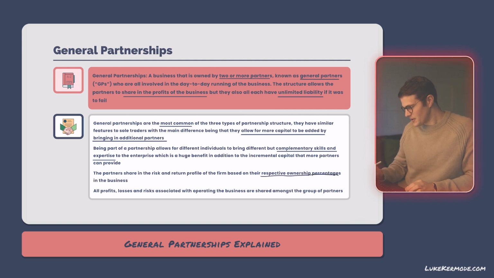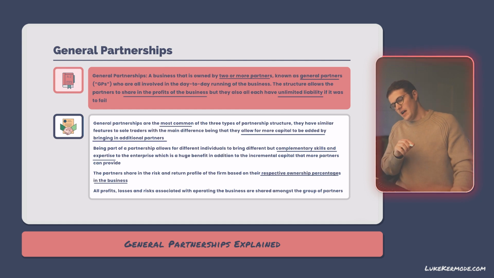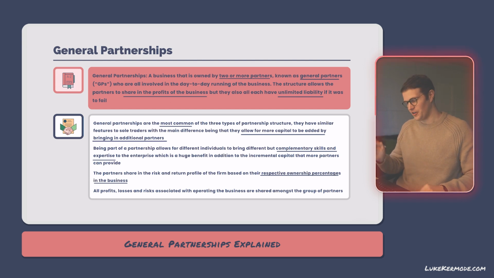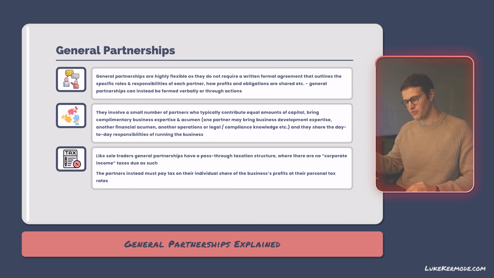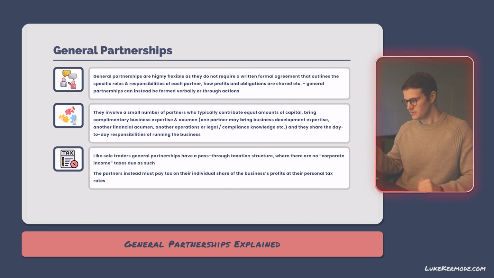So yeah, it's a function of your respective ownership in the business. And all profits, losses and risks associated with operating the partnership are shared amongst the partner group. So there's a pooling of risk, a pooling of potential. All the profits and losses are pooled based on the relative ownership of the partners.